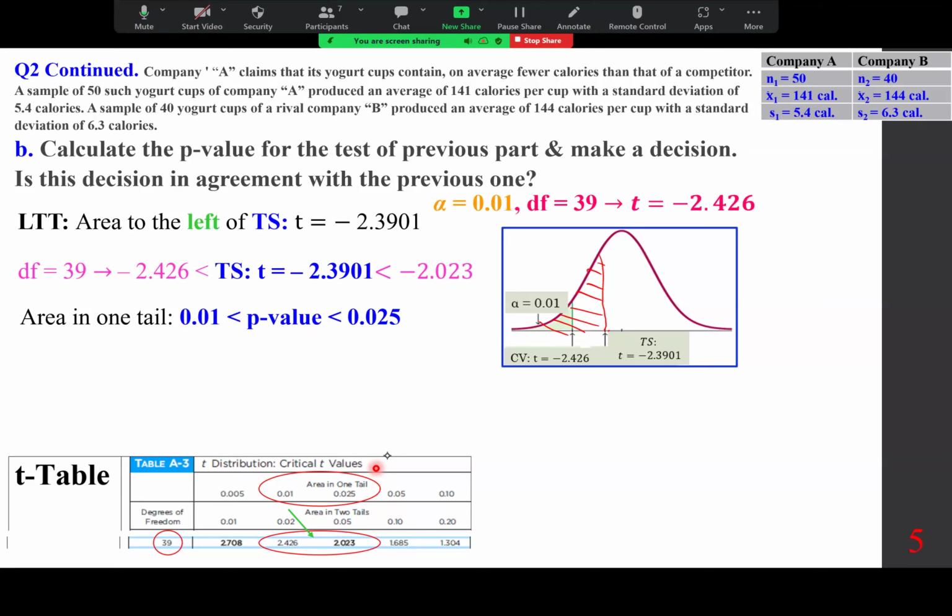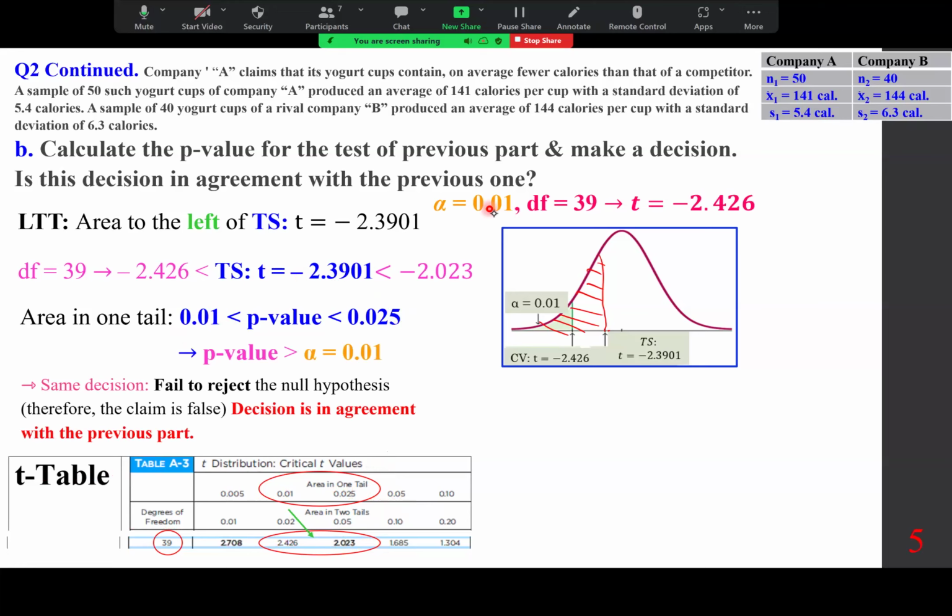And remember, alpha is 0.01, so a number between the two is larger than alpha of 0.01. And we have the same decision: fail to reject the null hypothesis. The decision is in agreement. And we're done. You can do this by technology. How does it work with technology?